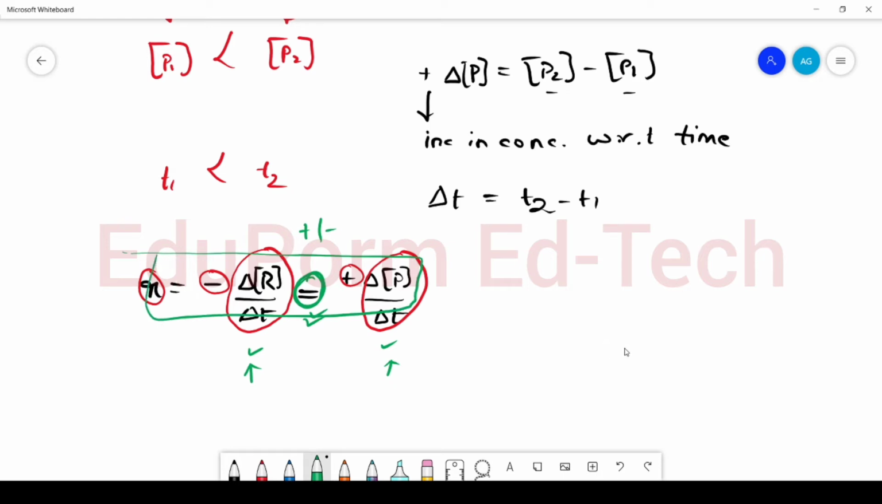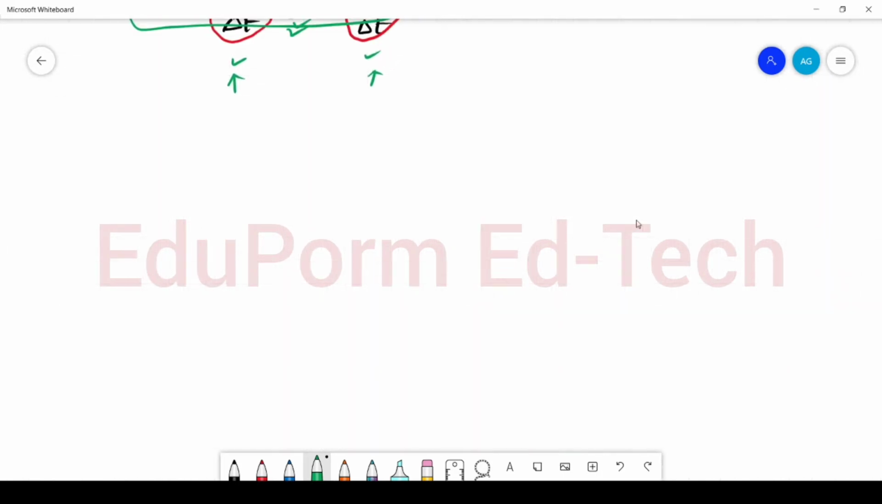Now let's study the graph for this rate of reaction. First we have graph for the reactants.